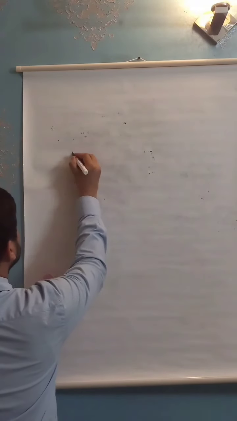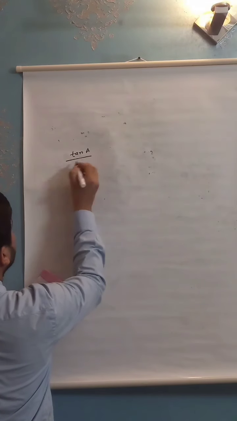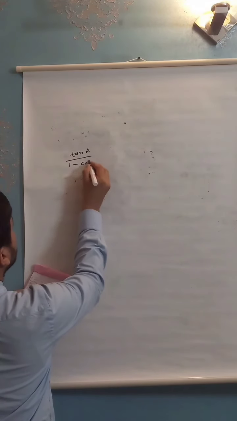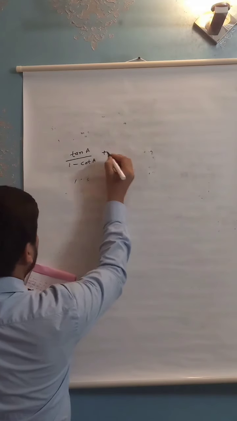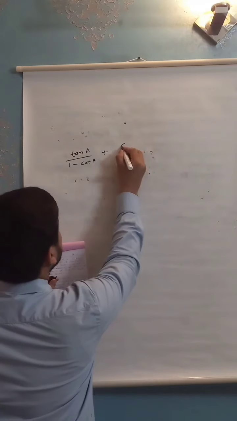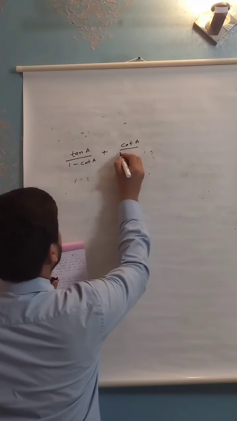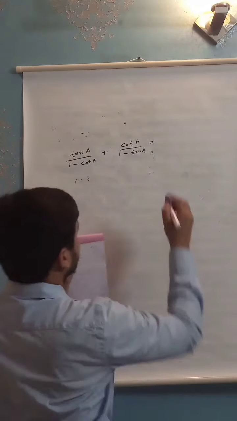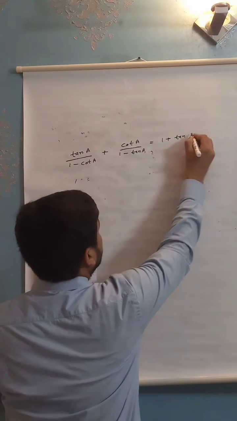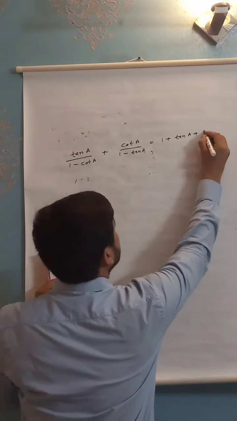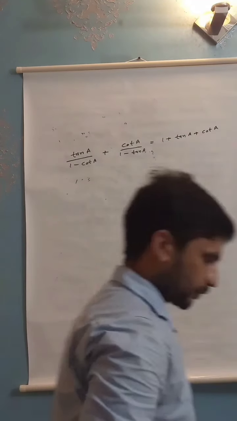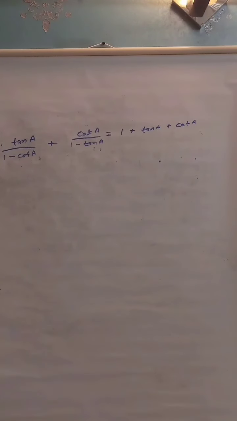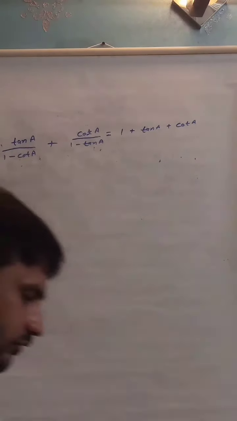The third question is tan A by 1 minus cot A plus cot A by 1 minus tan A. We have to prove it's equal to 1 plus tan A plus cot A. Let us prove this question.